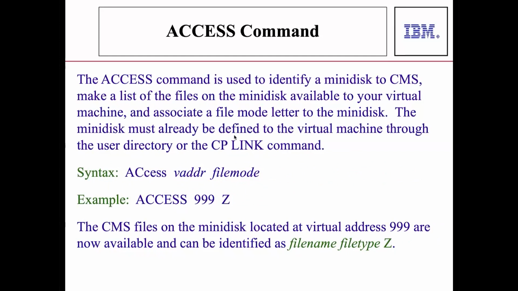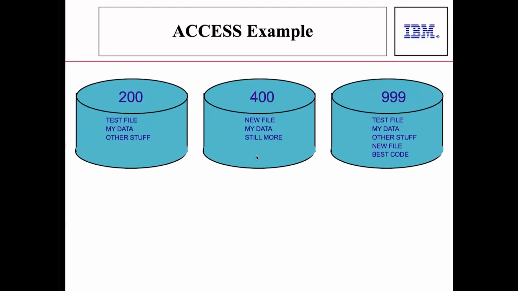So you have a mini disk that's already in your virtual machine. Maybe it was there, you linked it. I already showed you the link command. Now you access it. You can just say AC if you want. The virtual address and a file mode. So I'm going to access 999 as Z. And if there was nothing accessed at Z before, then that's what it does. If there was, it may replace it. But that's fine. Now the files on that disk I can reference directly by their file name, their file type, and file mode Z. So an example may help.